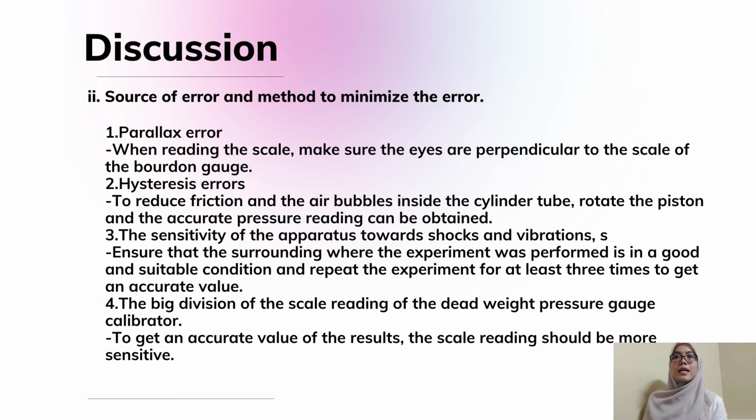Firstly, parallax error occurs where the observer's eyes are not perpendicular to the scale of the Bourdon gauge while the value of gauge pressure is observed. How to minimize this error? We have to make sure the eyes are perpendicular to the scale of the Bourdon gauge when reading the scale. Second, hysteresis error, which are errors that are almost always caused by mechanical friction on some moving element, such as Bourdon tubes.